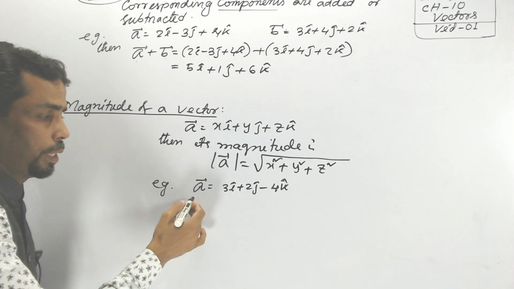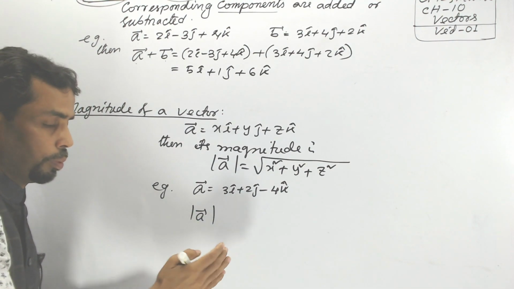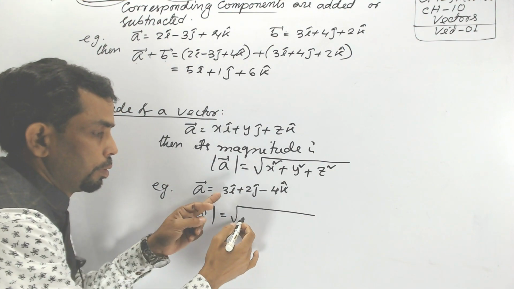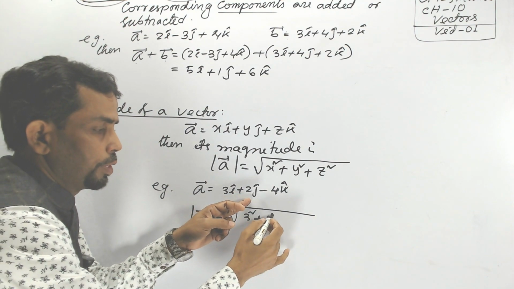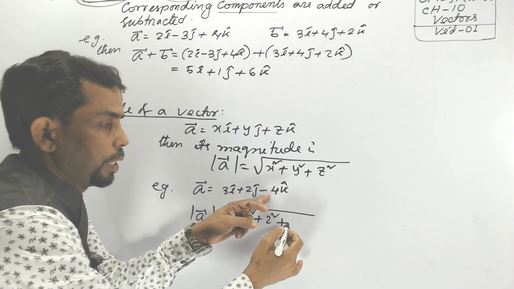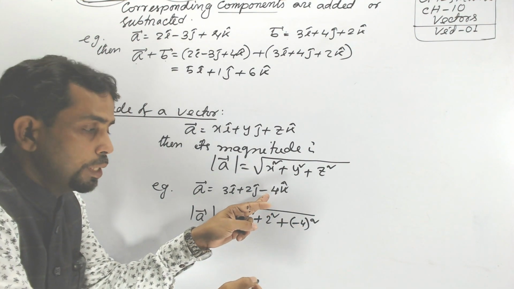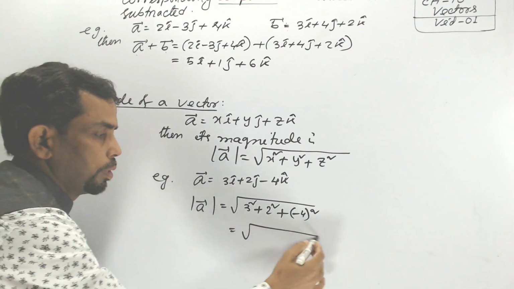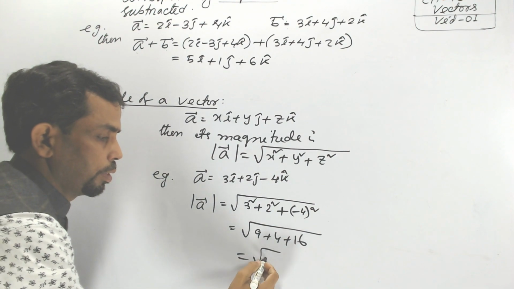I have taken an example A, and its magnitude we represent by the modulus sign. The magnitude is the coefficient of i squared plus the coefficient of j squared plus the coefficient of k squared. Here the coefficient of k is negative, so when a coefficient is negative you keep it inside a bracket. If we simplify, it is 9 plus 4 plus 16, the square root of 29.